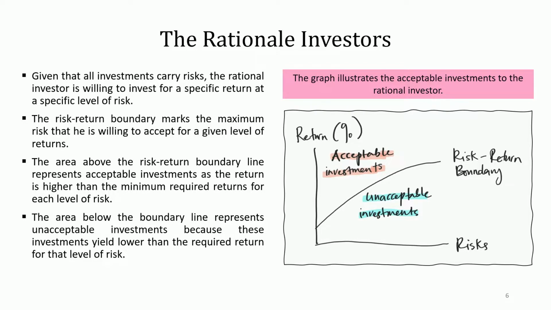The area above the risk-return boundary line represents acceptable investments, as the return is higher than the minimum required returns for each level of risk. The area below the boundary line represents unacceptable investments because these investments yield lower than the required return for that level of risk.